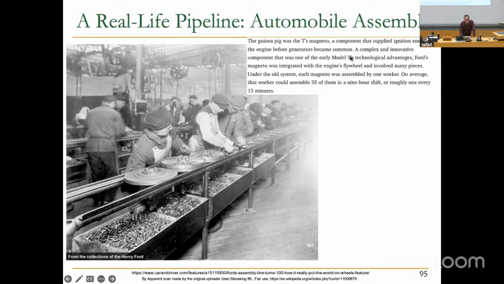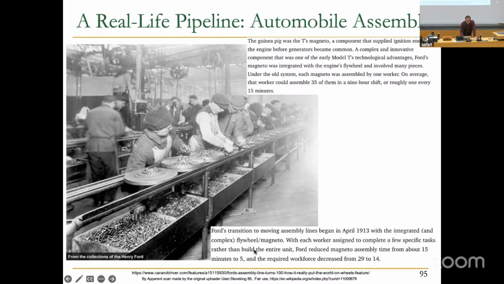I'm not going to go through anything over here. You can read it clearly, including the numbers. On average, a worker could assemble 35 of them in a 9-hour shift, or roughly one every 15 minutes. So it's a throughput and latency thing. By moving to assembly lines like this, which are essentially pipelines, they were able to reduce the assembly time from 15 minutes to 5, and the required workforce decreased from 29 to 14. With robots, you can probably do even better.